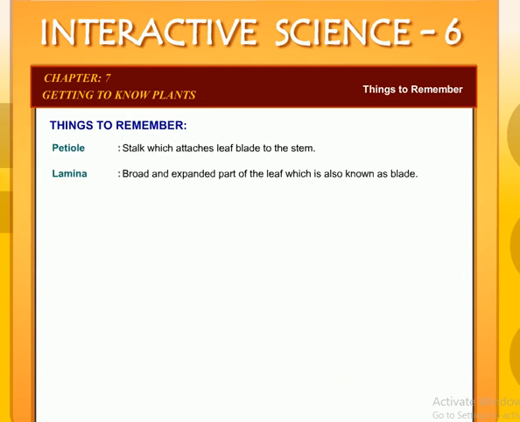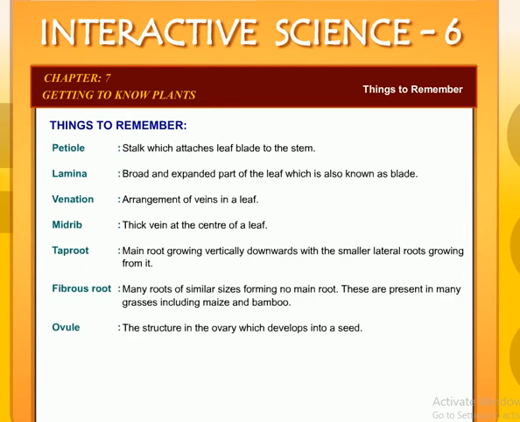Things to remember. Petiole. Stalk which attaches leaf blade to the stem. Lamina. Broad and expanded part of the leaf, which is also known as blade. Venation. Arrangement of veins in a leaf. Midrib. Thick vein at the center of a leaf.